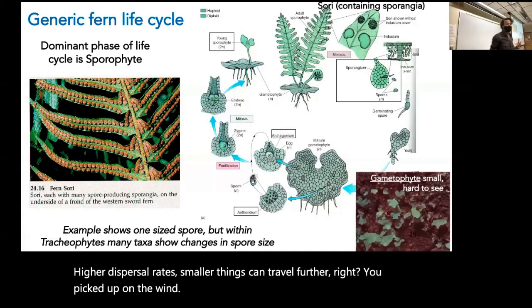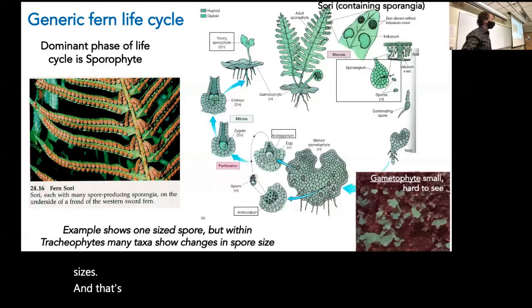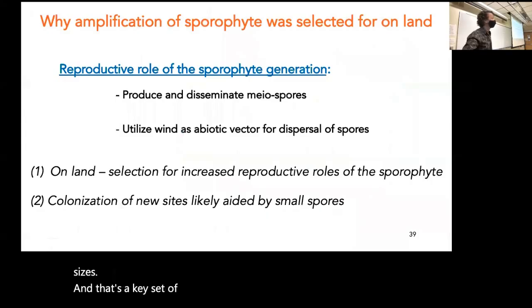So during this time in the Devonian, we start to see spores of differing sizes. And that's a key set of innovations. What's going to come next?